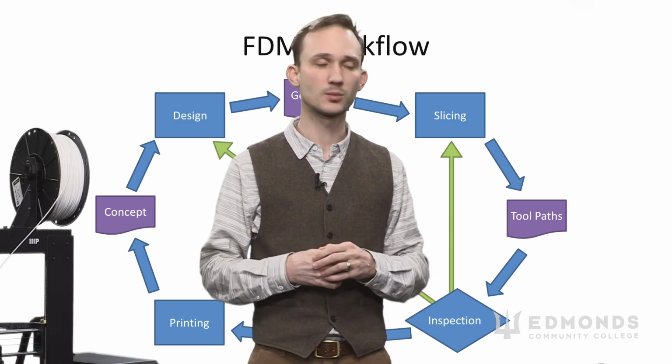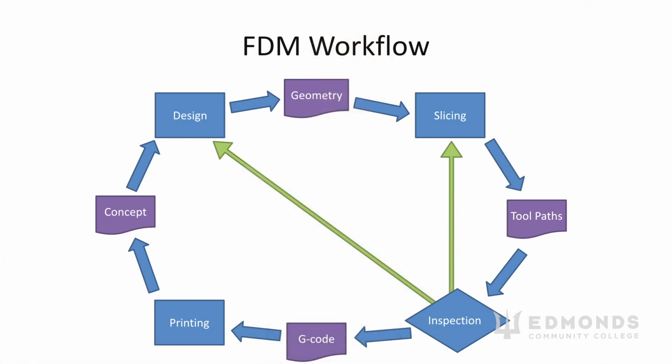So for fused deposition modeling, we'll start at design, produce some geometry files, then slice them into layers, which will produce tool paths for our machines. Inspect those and decide whether we need to go back to some previous step in the process. Generate G-code, which is the actual instructions, just like on a CNC machine, for where the tool head is going to be at any given time. Print that object, evaluate how it achieves our goals, and then go back to redesign again.